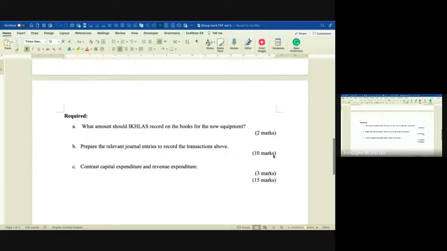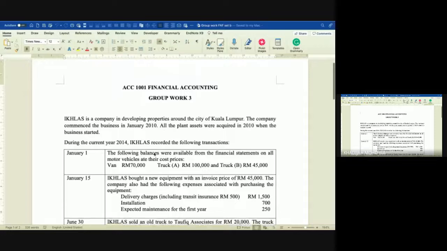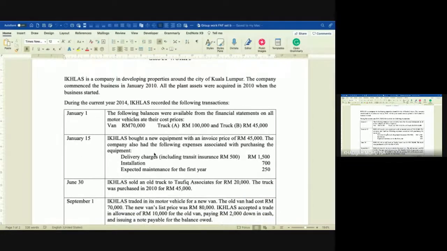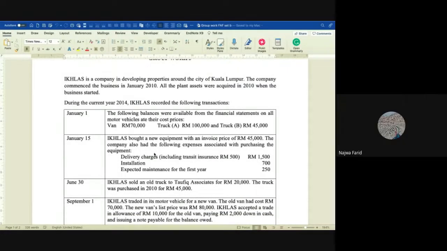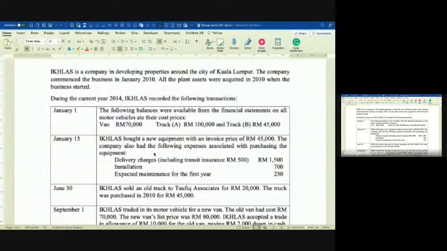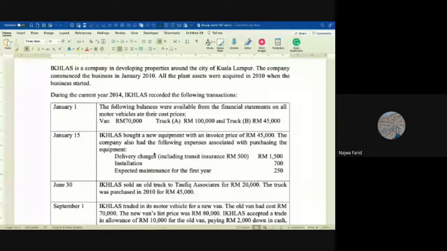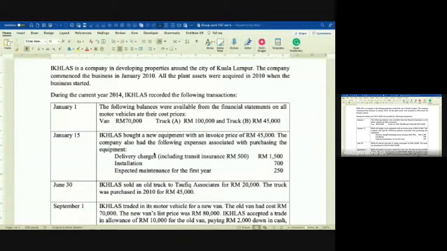Matrix requires you for 10 marks there, yeah. Can you see the group work now on the screen? Yes. Or you already have this question before? No, madam. Alright, okay, let's try to do this, yeah.